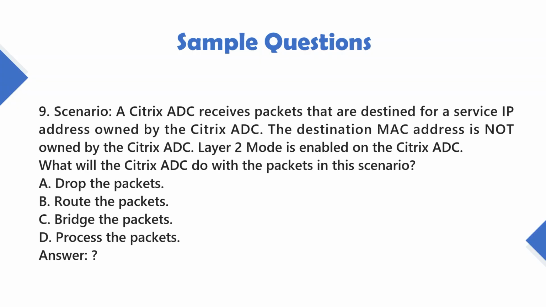9. Scenario. A Citrix ADC receives packets that are destined for a service IP address owned by the Citrix ADC. The destination MAC address is not owned by the Citrix ADC. Layer 2 mode is enabled on the Citrix ADC. What will the Citrix ADC do with the packets in this scenario? A. Drop the packets. B. Route the packets. C. Bridge the packets. D. Process the packets.